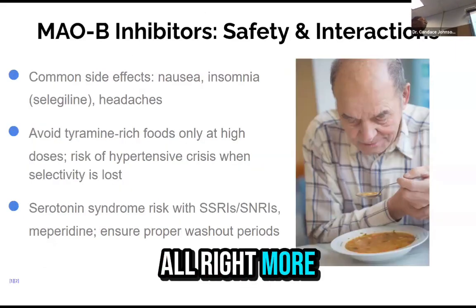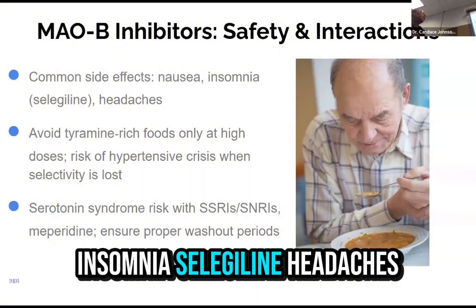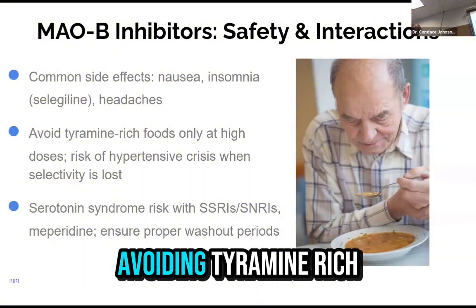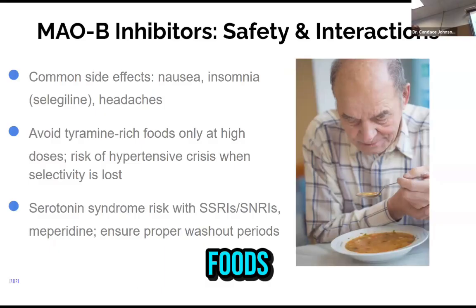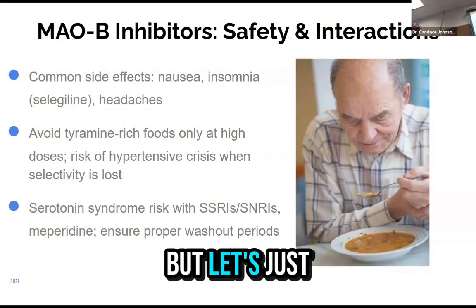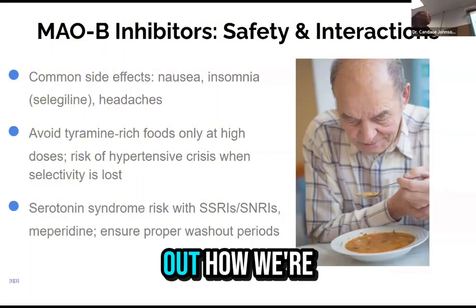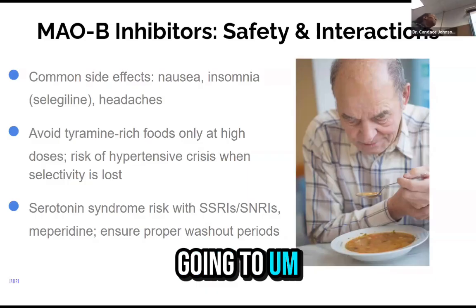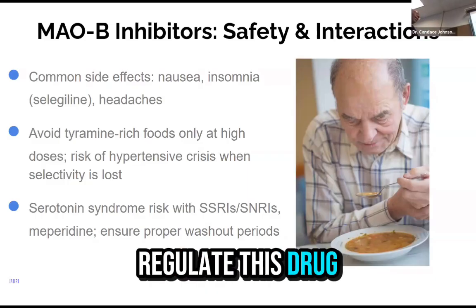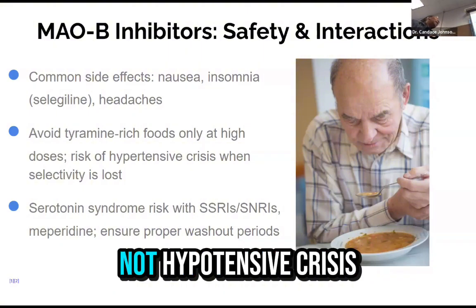All right. More on the side effects: nausea, insomnia, selegiline, headaches. Avoiding tyramine-rich foods. It says only at high doses, like if you're at super high doses of the MAO-B, but let's just avoid tyramine-rich foods altogether until we figure out how we're going to regulate this drug. All right. And remember, tyramine causes hypertensive and not hypotensive crisis.